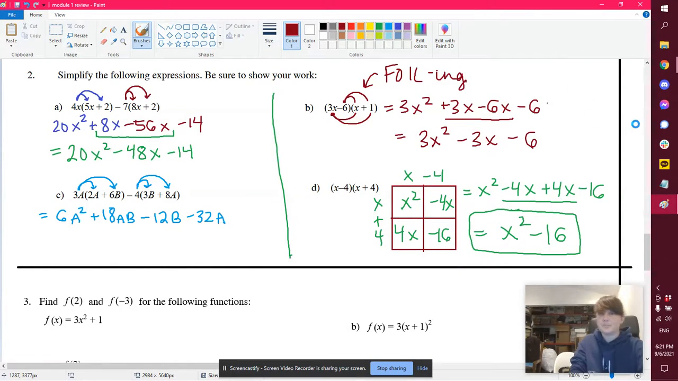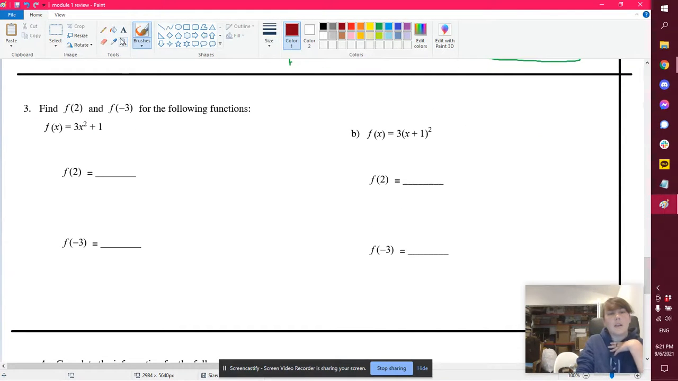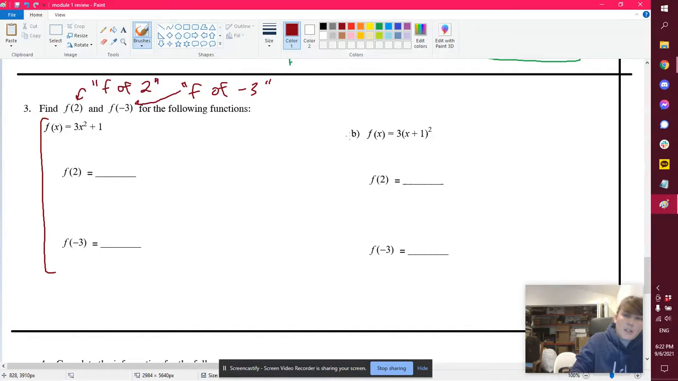All right, part 3. Find f of 2 and f of negative 3. This is how we read it out. f of negative 3 for the following functions. So that's a problem, and this is a problem.